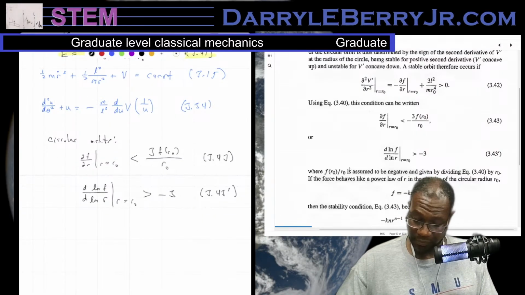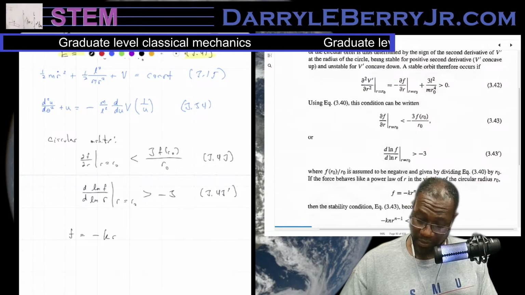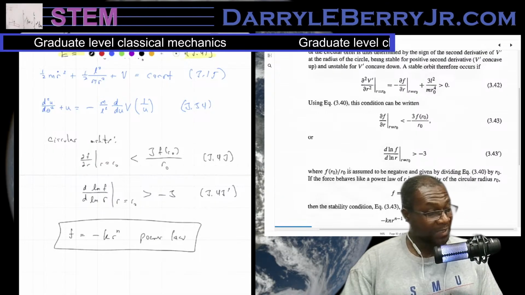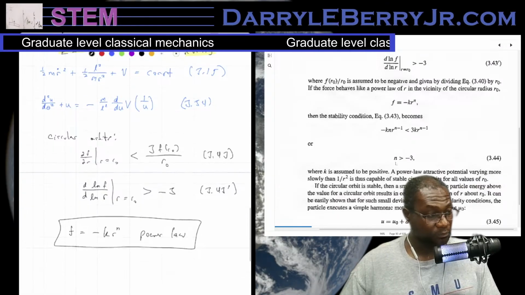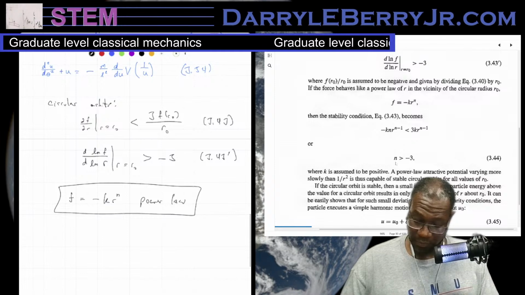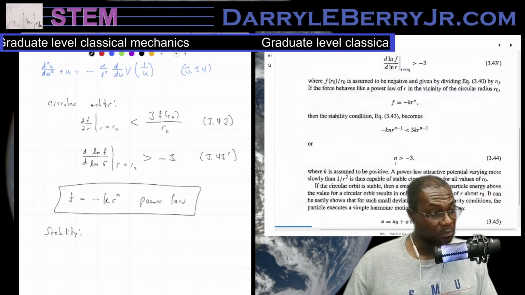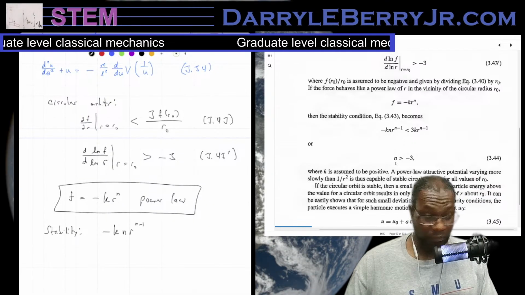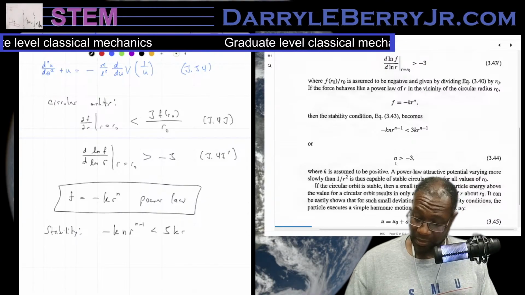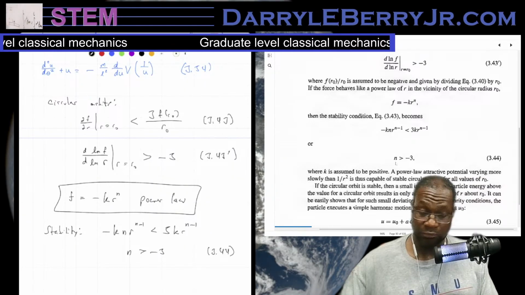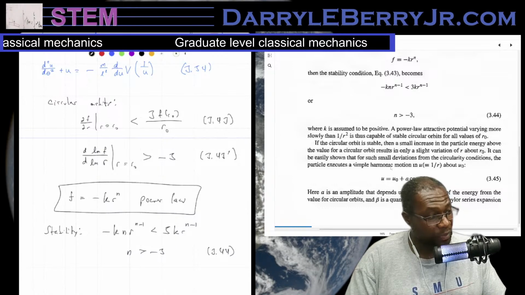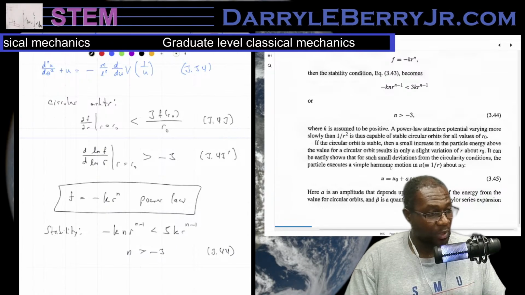So we also have F equals negative K r^n, a power law. Then the stability condition becomes negative K n r^(n-1) is less than 3K r^(n-1), or n is greater than negative 3, where K is assumed to be positive. A power law attractive potential varying more slowly than 1 over r squared is thus capable of stable circular orbits for all values of r naught.